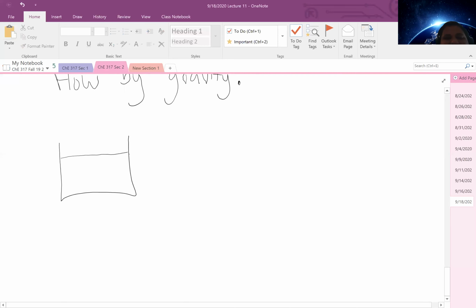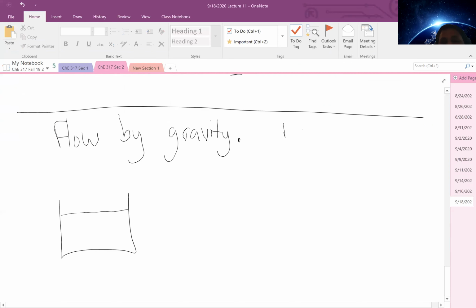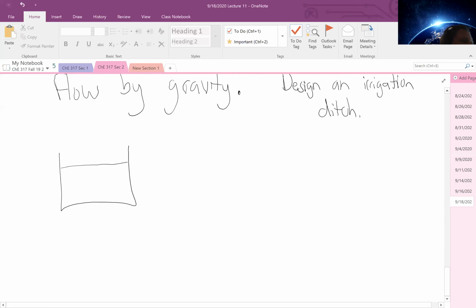So let's consider that we're going to design an irrigation ditch. And this irrigation ditch is going to be designed such that it's going to be 6 feet wide. It's going to be 6 feet tall. And the state's going to say that for most systems and the way it operates, they want a maximum flow rate or fill height of 4 feet.